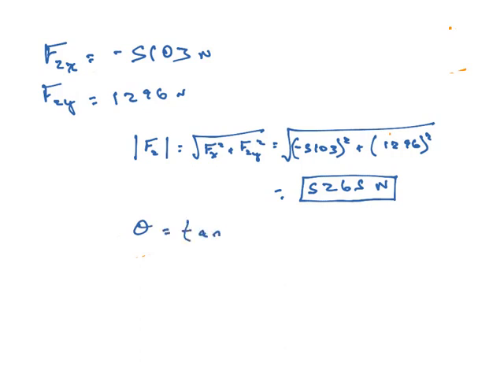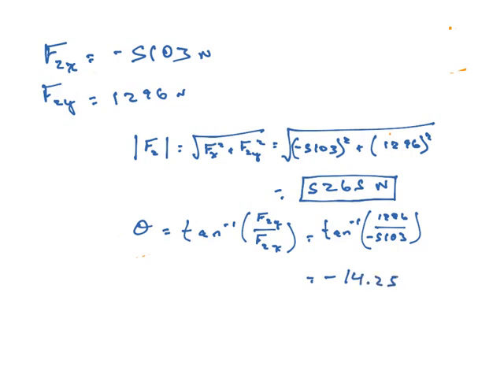The direction, inverse tangent of F2y over F2x. That's the inverse tangent of 1296 over minus 5103. So 1296 divided by minus 5103, inverse tangent, gives me minus 14.25 degrees. Now, before I accept this one, remember what we learned back in general physics with these vectors: half the time you find this angle, it's going to be wrong.